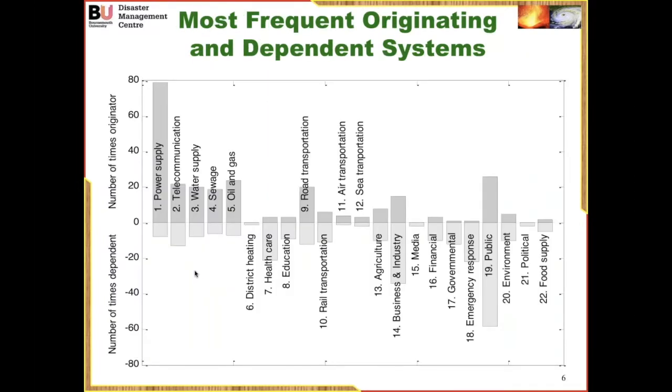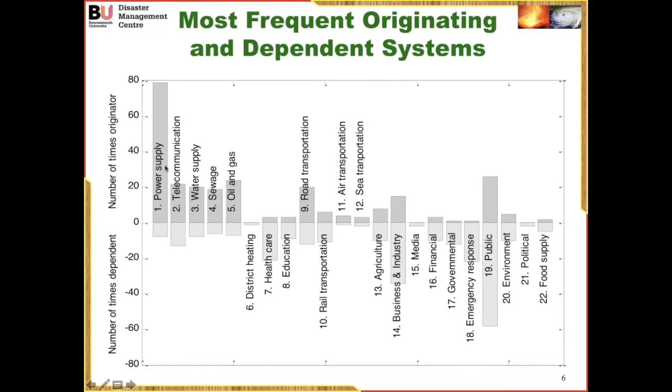Okay, this is the slide. If you look at this slide, the number of times each system is represented as an originating and dependent system, respectively, is illustrated. So this is the power supply system, and this is the number of times it is represented. And just like the other systems, this is the public, which is the most frequent dependent system. As I've said, based on the analysis, the most originating system which affects other systems is power supply, and the most dependent system is the public. So this is just to justify what was mentioned earlier.